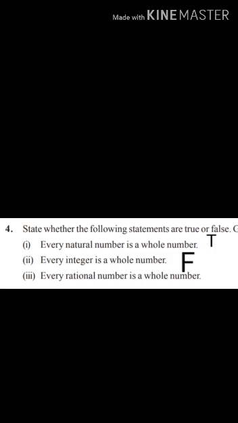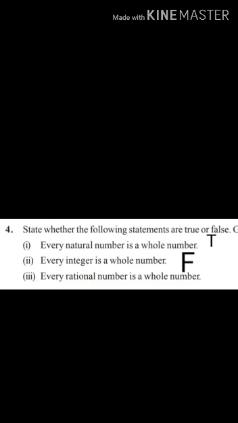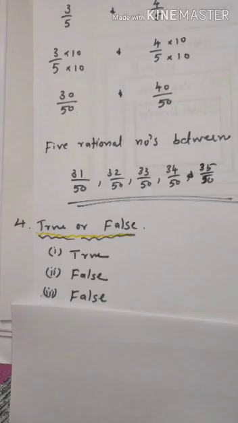Now the last statement, every rational number is a whole number, and the statement is false. From the diagram itself, we can say that every rational number is not a whole number.